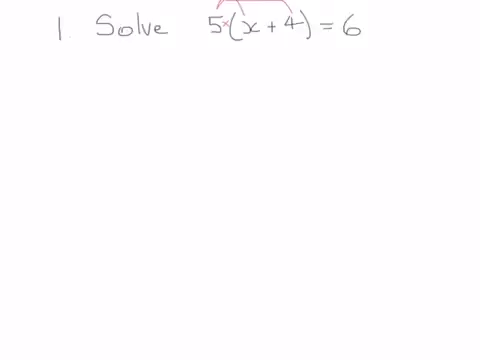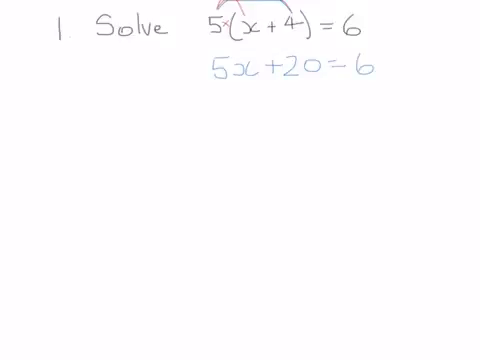So for the first bit, 5 lots of x is actually 5x, and then 5 lots of the 4 is 20. But because it's 5 lots of positive 4, it's a positive 20. And on the other side, the 6 stays as it is.